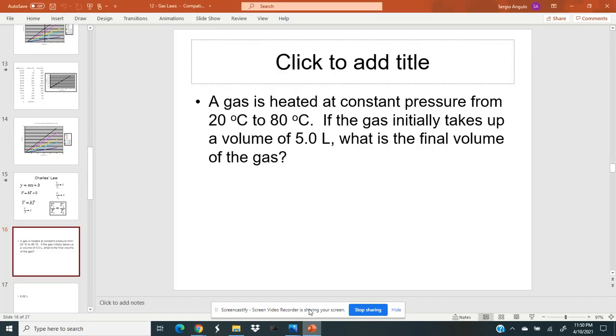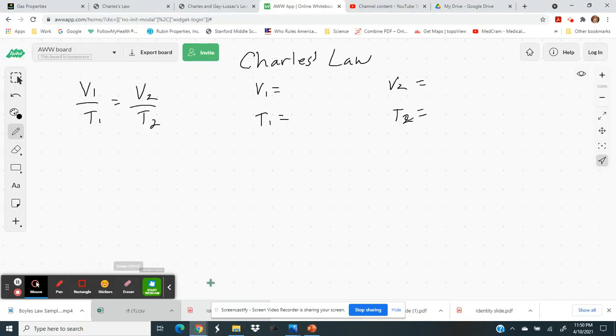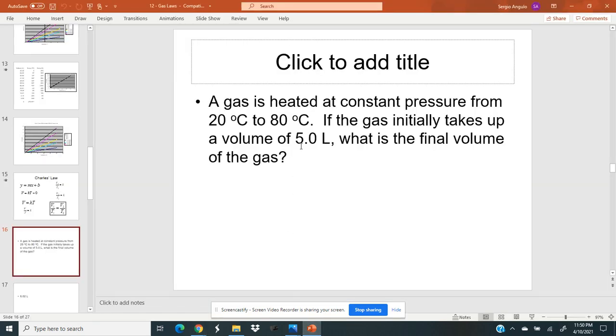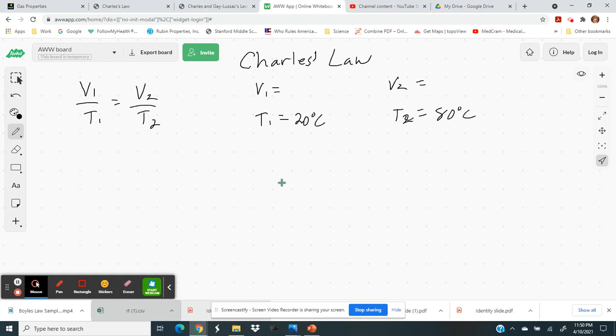All right, so we start off at 20 degrees Celsius and went to 80 degrees Celsius. Let's go back and put that in here. 20 degrees Celsius to 80 degrees Celsius. And the volume started at 5 liters. What is the final volume? So we started at 5.0 liters, and we're looking for the final volume. So we're looking for V2, this one right here.